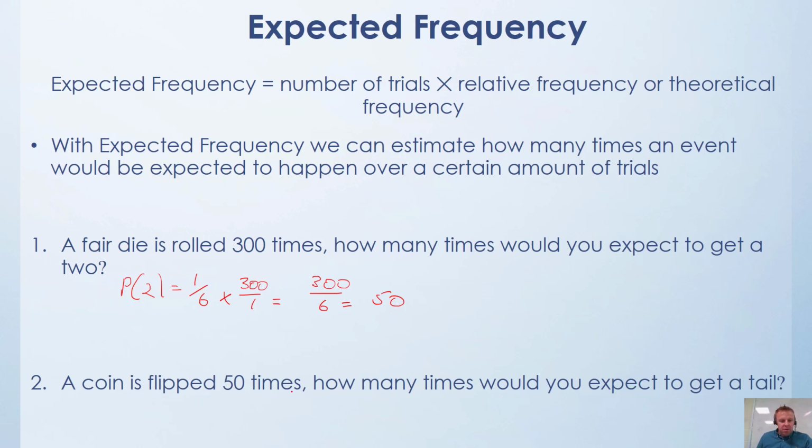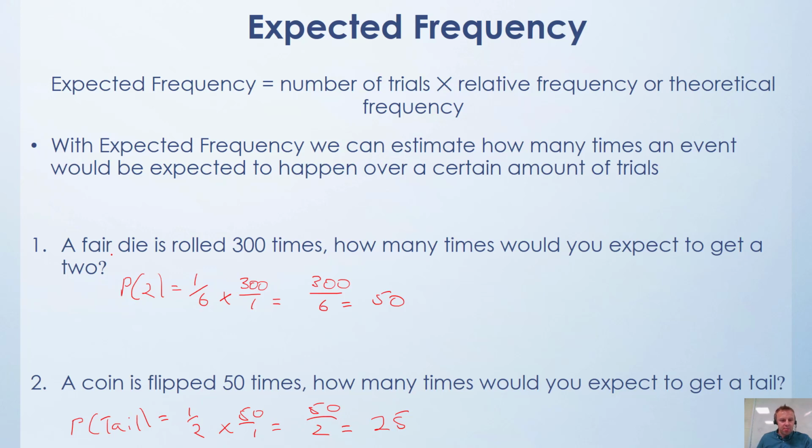A coin is flipped 50 times. How many times would you expect to get a tail? So again, the probability of getting a tail is equal to 1 over 2. And if you did it by 50 times, or 50 trials, 50 by 1 is 50, 2 by 1 is 2, and if you simplify that then it's 25. So this is your expected frequency.